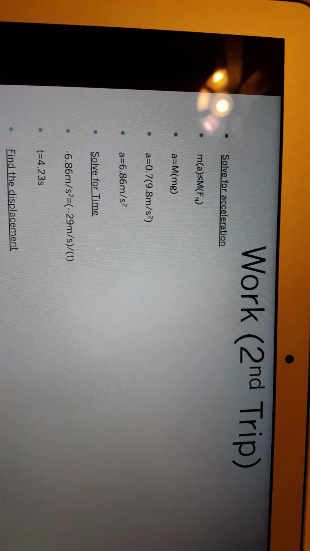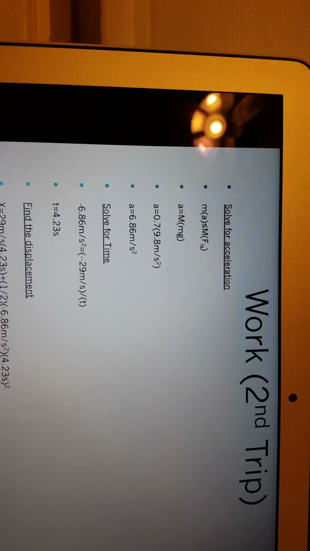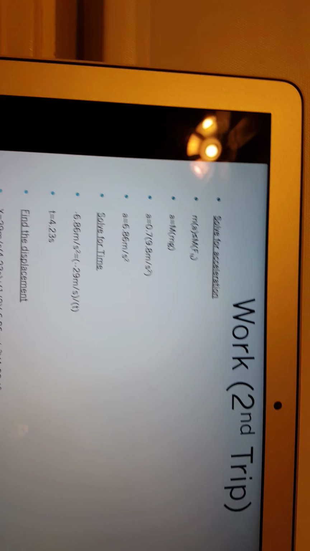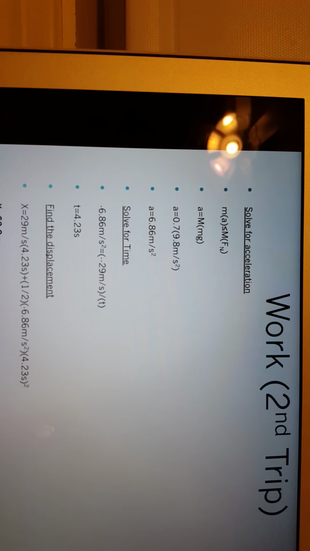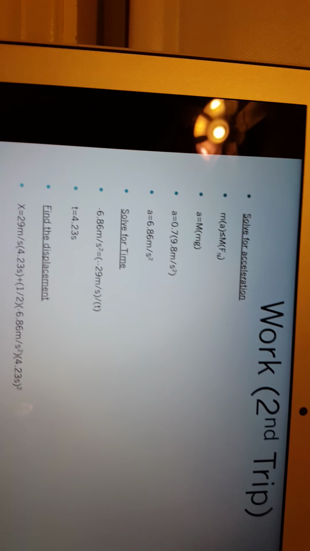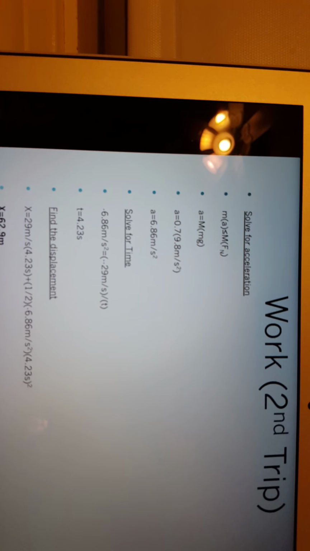To solve for acceleration, we use the combination of the sum of the forces and the force of static friction equation. So mass times acceleration is less than or equal to mu times the normal force. And mass is actually independent in this equation, so you can cancel out mass and have acceleration is less than or equal to mu times gravity. So then you solve for acceleration and get 6.86 meters per second squared.